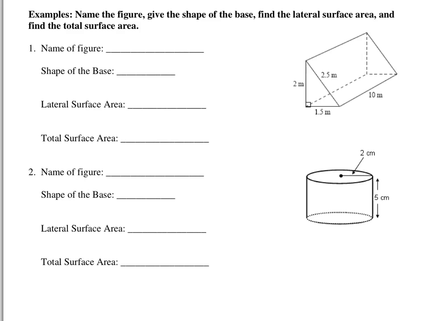First we have a prism, and the reason I know it's a prism is because I have two bases and it is perpendicular to each of them, and the base is not a circle, otherwise that would be a cylinder. So the name of my figure is a triangular prism. Remember, we name it based on the shape of the base, so my base itself is the triangle. Next, the shape of the base is a triangle.